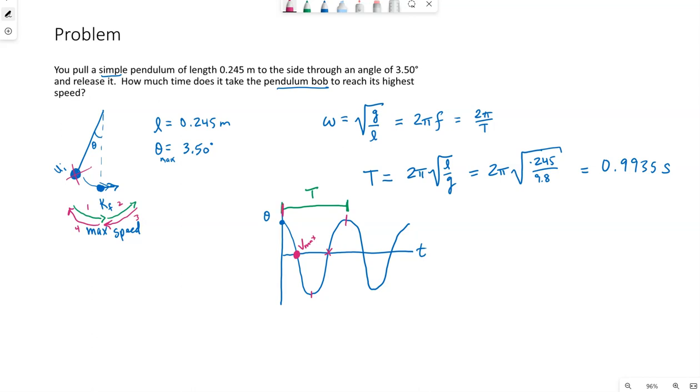So to go from its maximum potential to maximum kinetic, this time is 1/4 of the period. So 1/4 of our period, and then we have 3 sig figs, 0.248 seconds is the amount of time it will take to go from its initial maximum location, angle, and get to its maximum speed.